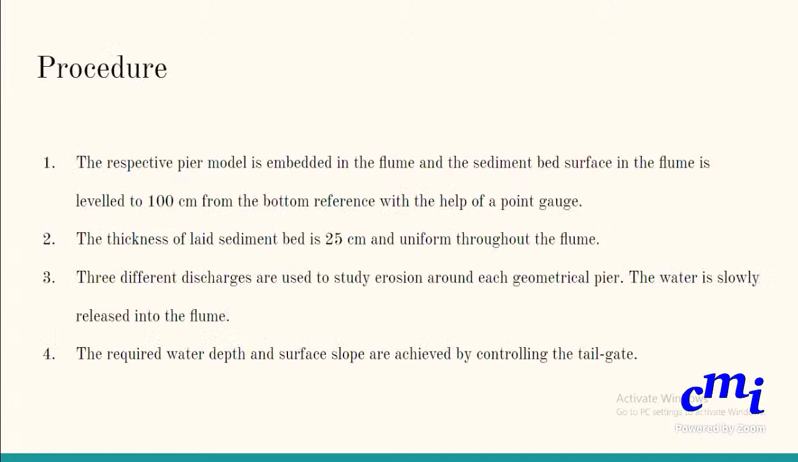Okay, for the procedure, the respective pier model is embedded in the flume, and the sediment bed surface in the flume is leveled to 100 centimeter from the bottom of the reference with the help of a point gauge, the instrument, and the thickness of the sediment bed is 25 centimeter, uniform throughout the flume. After the experiment runs, they control the water depth and the water flow with the tailgate. Is this the procedure? Next, please.